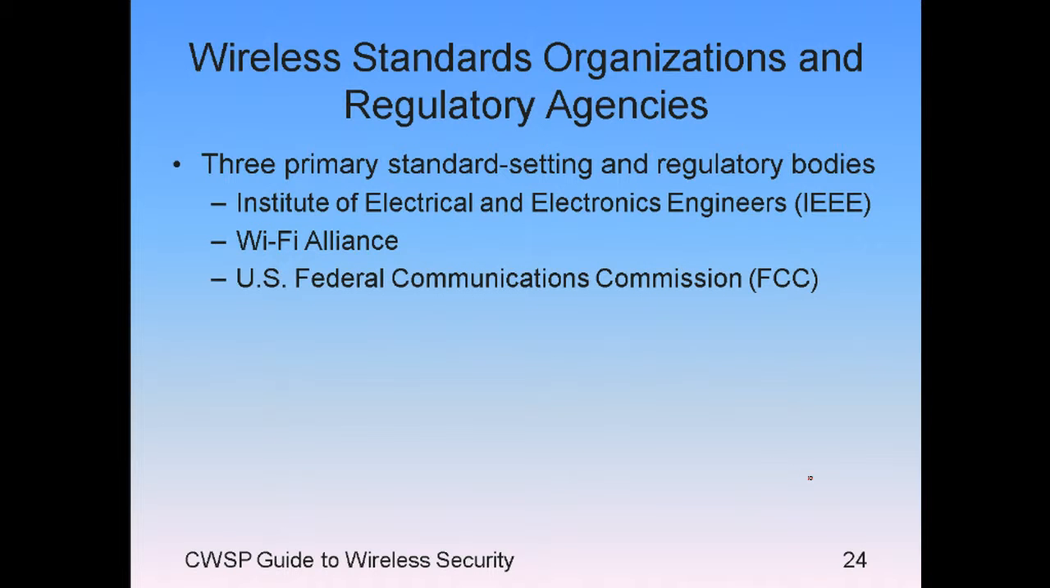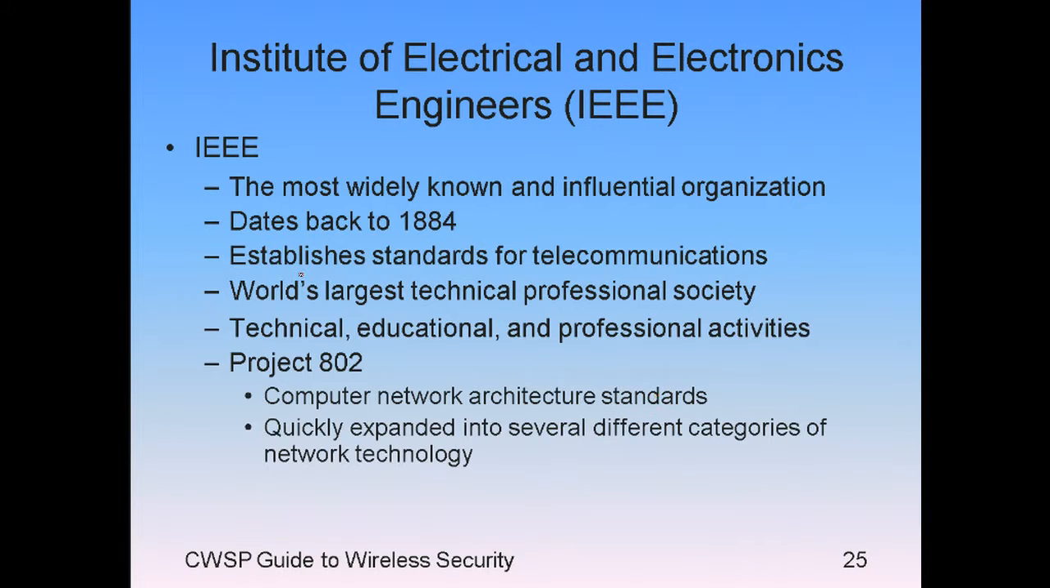The regulatory agencies, the three primaries, are going to be the IEEE, the Wi-Fi Alliance, and the FCC. Each of these has specific purposes. The IEEE dates back to 1884 and establishes the standards for telecommunications. All those 802 standards that we have are IEEE standards. The 802 project has wired and wireless in each of those: the technical, educational, professional.